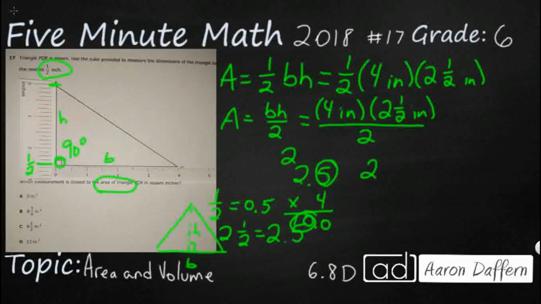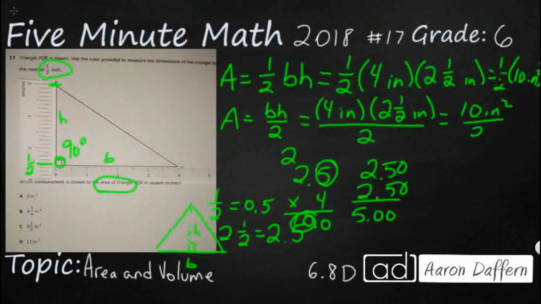If you take $2.50 and you double it, right, you're going to get $5. And then if you double that, you're going to get $10. So that makes sense. So this is going to look like 1/2 times 10 inches squared, or we can say 10 inches squared divided by 2. Either way, what you're going to get is 5 inches squared, because 1/2 of 10 is 5. 10 divided by 2 is 5. So our answer is going to be A.